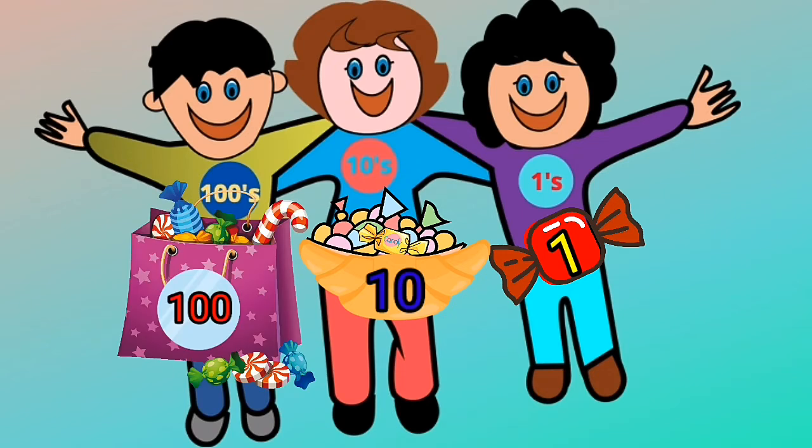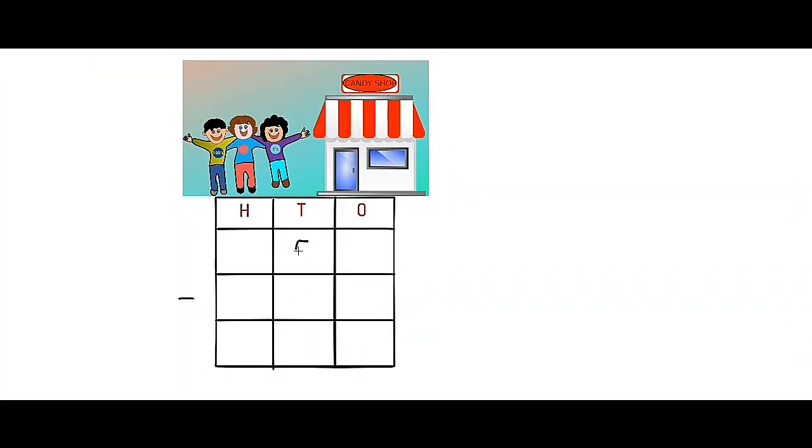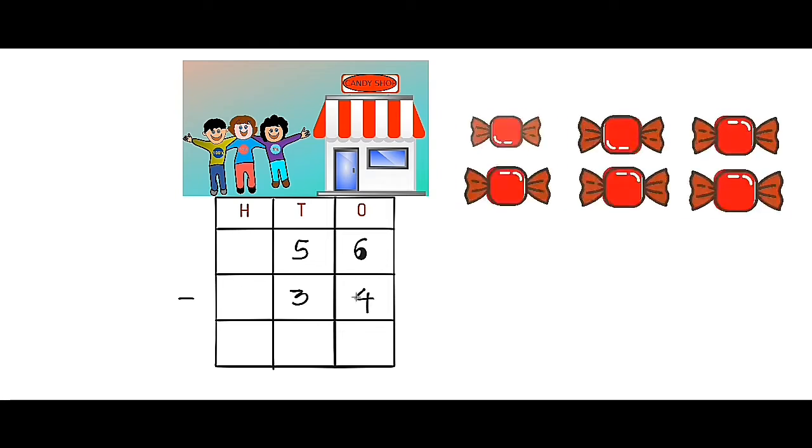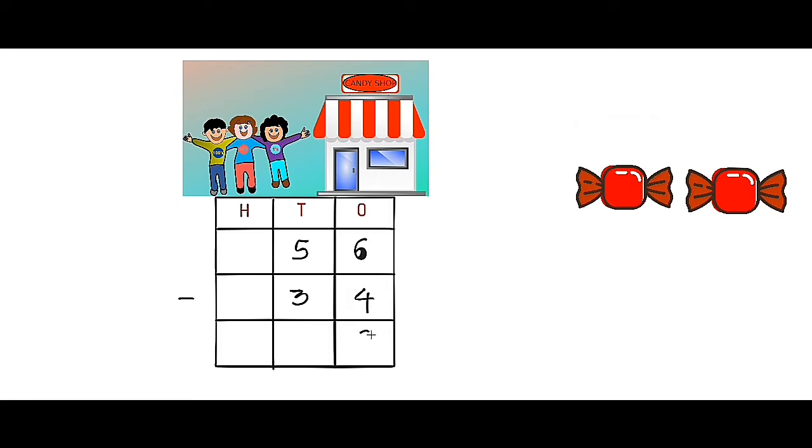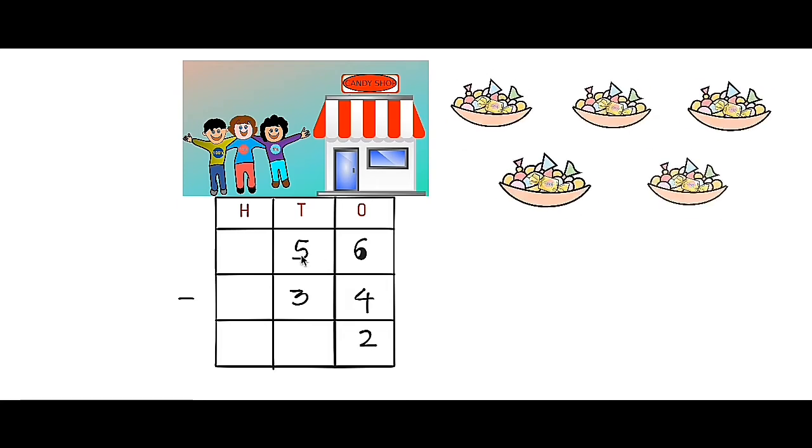Now let's go to their shop and do some subtraction. So one day hundreds did not open his shop. Tens and ones only opened their shop. Now let's go to ones' shop. He had 6 candies and there were 4 customers. He gave them 4 candies. So out of 6, what remained with him was 2 candies, right?